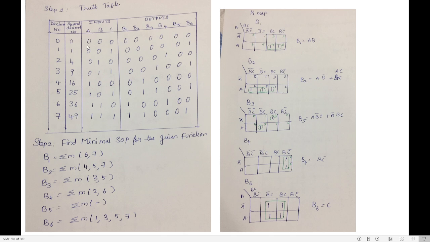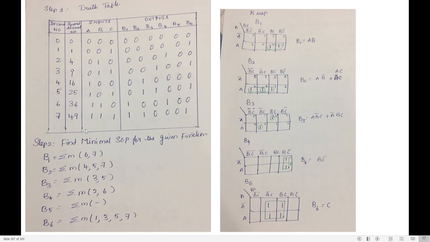So the input is a 3-bit number. My outputs, if you see, what is the binary equivalent of 49? Convert decimal 49 to binary, which is 110001. Convert 36 to binary, which is 100100. Convert 25 to binary, which is 011001. So just convert your squares, these decimal numbers, to binary and fill the output.